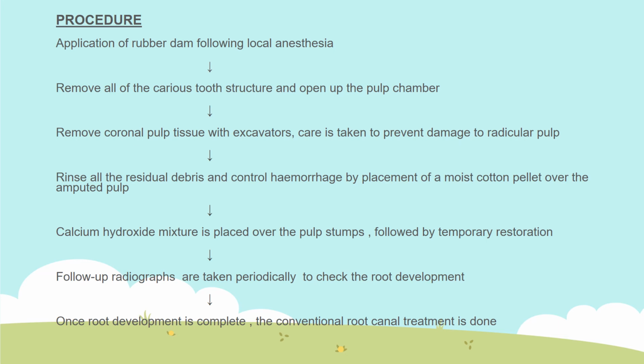Coming to the procedure. First, application of the rubber dam following local anesthesia. Remove all the carious tooth structure and open up the pulp chamber. Remove the coronal pulp tissue with an excavator. Care is taken to prevent damage to the radicular pulp. Rinse all the residual debris and control hemorrhage by placement of a moist cotton pellet over the amputated pulp. Calcium hydroxide mixture is placed over the pulp stumps followed by temporary restoration.